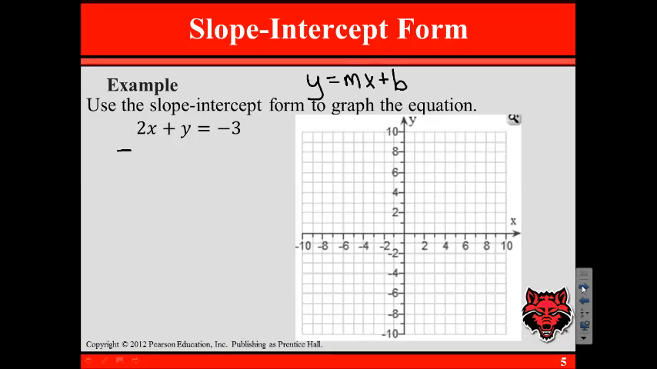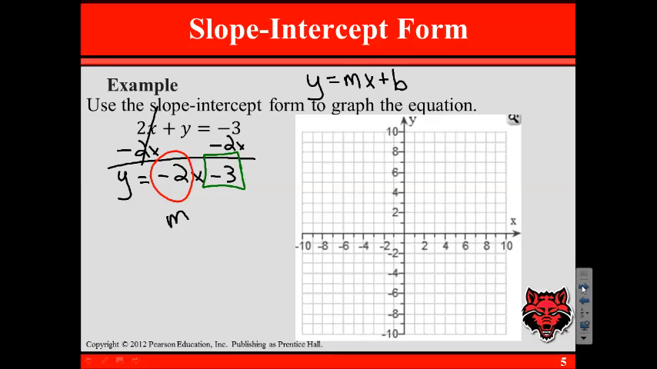We subtract 2x from each side. The opposite 2x's cancel. We're left with y equals negative 2x minus 3. Now, y is isolated on the left-hand side. We can see that negative 2 takes the place of m, so negative 2 is our slope. Negative 3 takes the place of b. So negative 3 is our y-intercept.